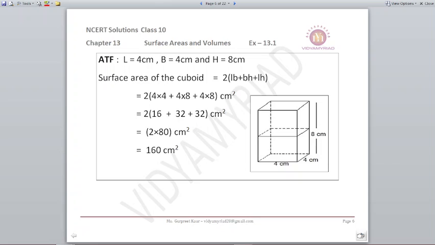Now if you look, two cubes after joining according to the figure, your length is 4 centimeters, your breadth is also 4 centimeters, your height becomes 8 centimeters according to the figure. We will use the formula of the cuboid, that is 2 into LB plus BH plus HL. We know this. Put this into value, you get your answer for the cuboid as 160 centimeters square.